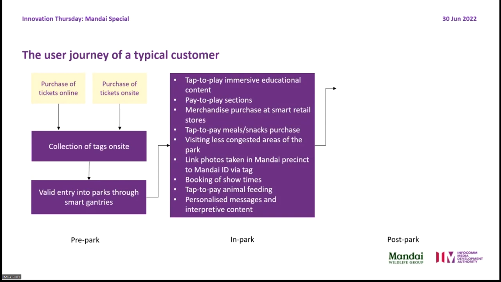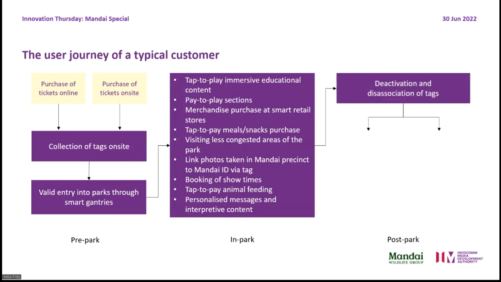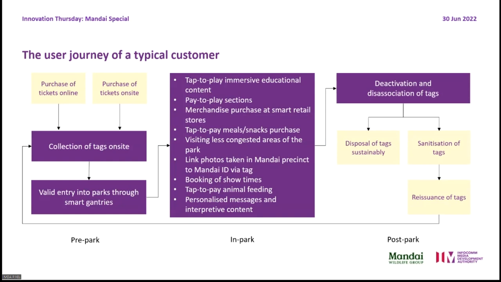For example, if I'm having lunch, I'll just tap and pay. Or let's say it's my birthday, I go in, I tap it, and then someone says, "Happy birthday, Kia." If there is something like that, that is what we aspire to have. Yeah, and that will be the in-park experience. So for post-park, is there a way to deactivate and dissociate the tags? If it's a disposable tag, we need to dispose of the tag sustainably. If it's a reusable tag, how do we sanitize it? And then we reissue the tags for the next set of guests to collect.